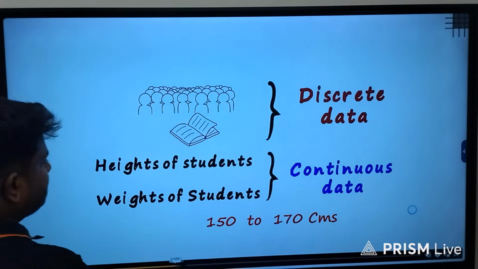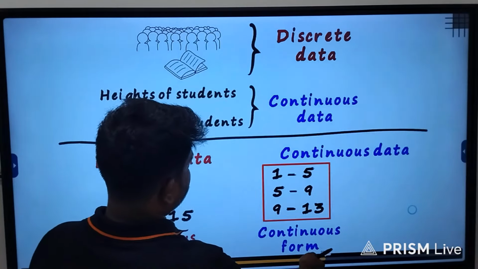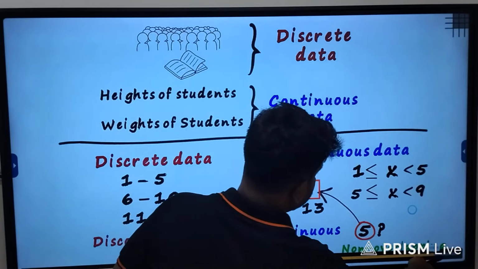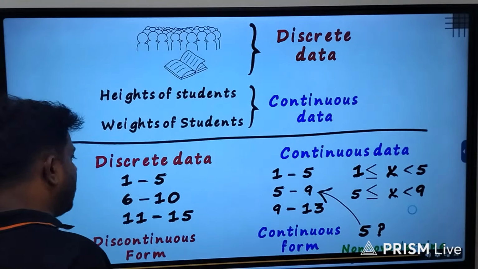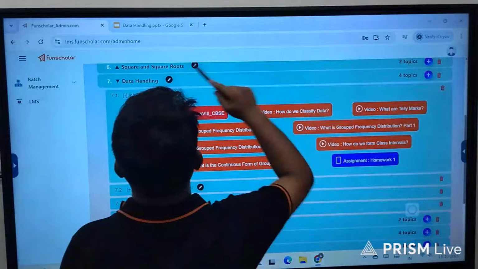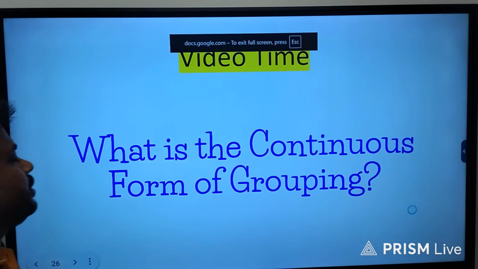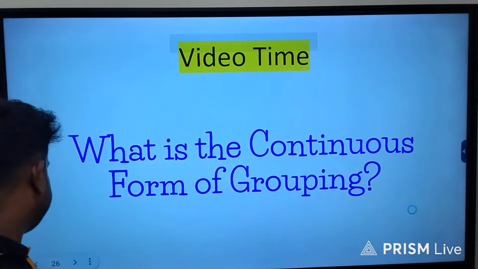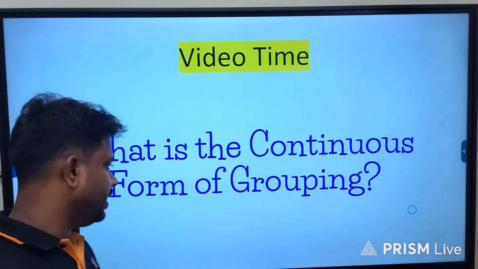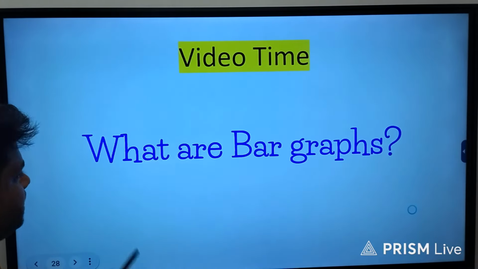So this is the form of continuous data or discrete data, and this is the example of how we can classify such kind of data. This is the continuous form of data, where we solve the problems by making them into groups. Okay, and these are the examples.